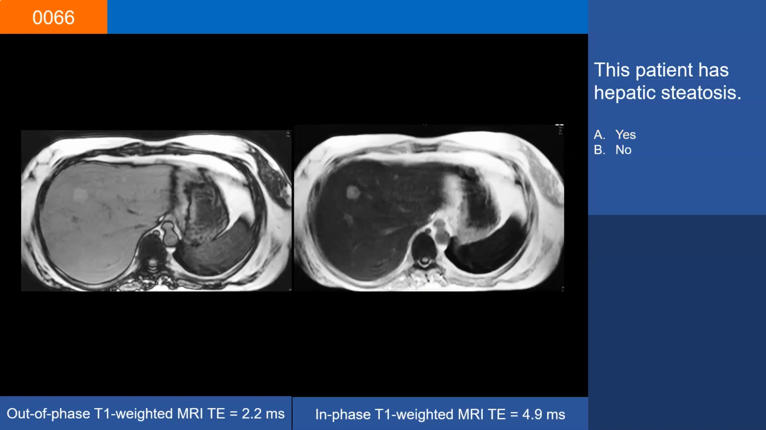Case 66, this patient has hepatic steatosis, yes or no. You are provided with the same images like the previous case. The answer this time is no, because what you see here is the exact opposite of what we expect in hepatic steatosis. There is drop of signal on the in-phase images compared to the corresponding out-of-phase images.